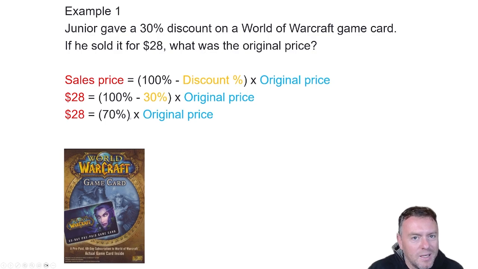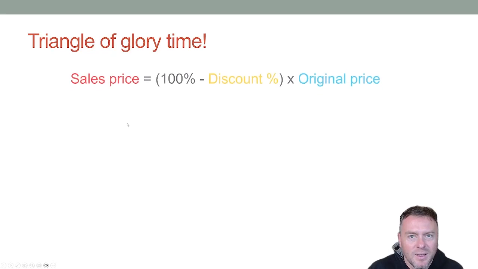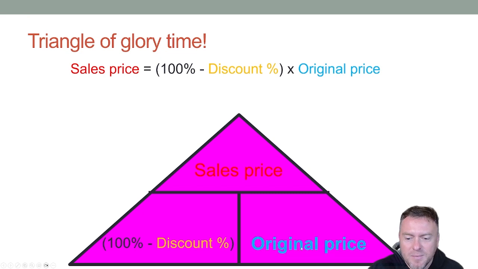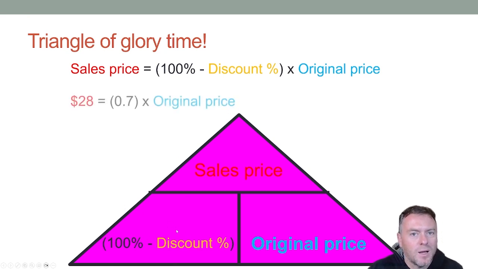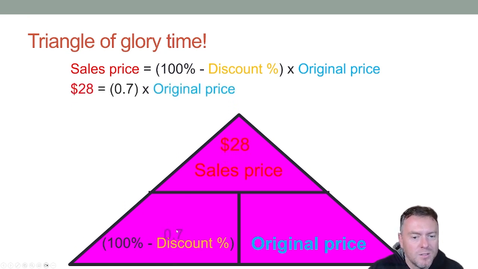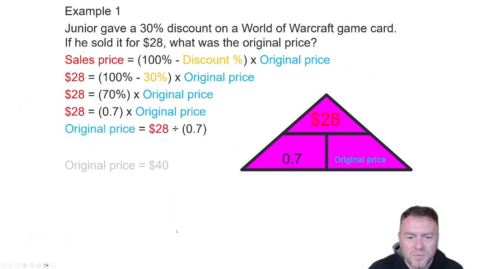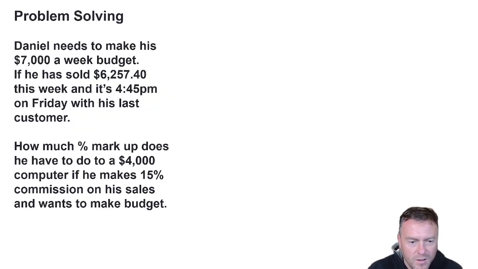Now to work backwards here, the original price, if we use the triangle glory here, and we fill in the blanks, the sales price there, the 100% minus the discount percent, and then the original price. If I want to work out that original price, see how it's just the sales price divided by that 70%, or the 100% minus the discount percent. So if we've got the $28, the 0.7, we just substitute that into the triangle. So $28 divided by 0.7, and you get the $40. So you paid $40. So just pause the video, have a go at this problem-solving question.